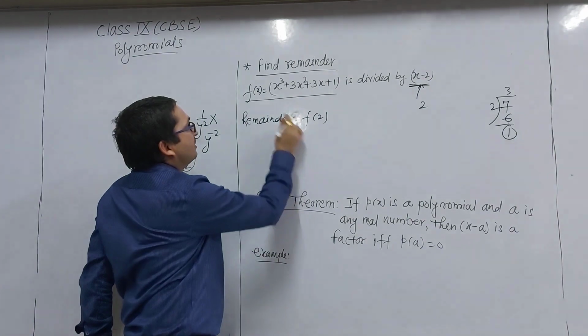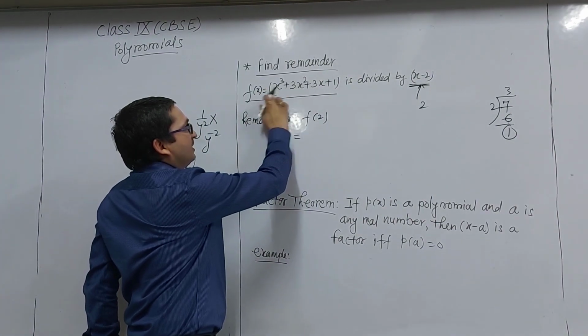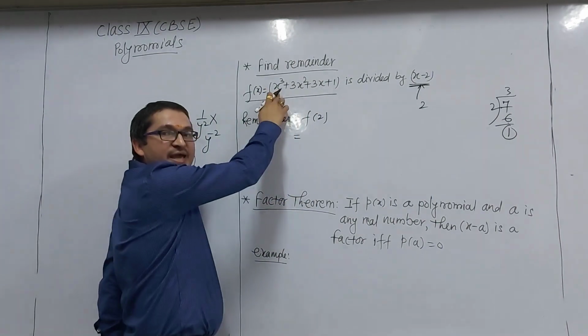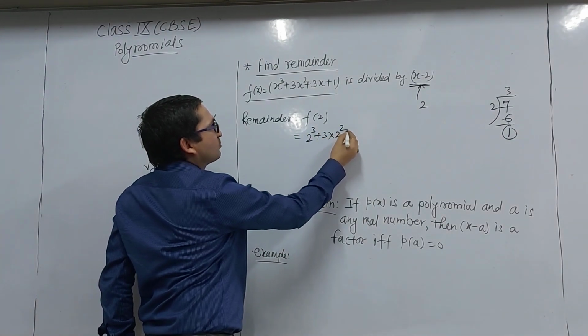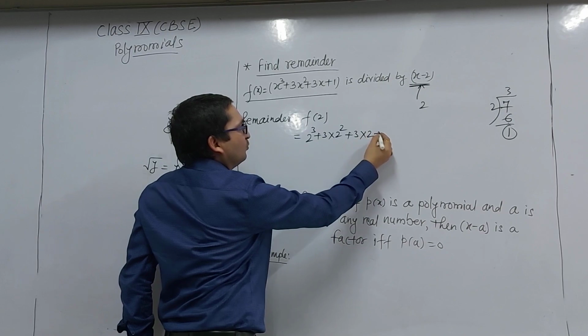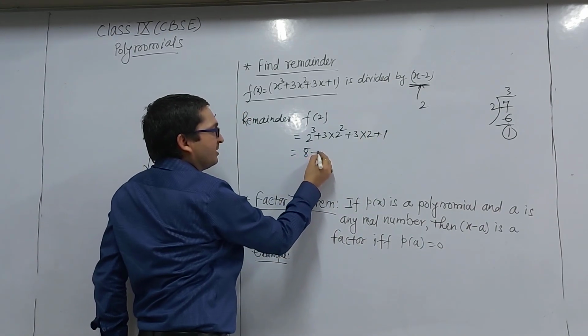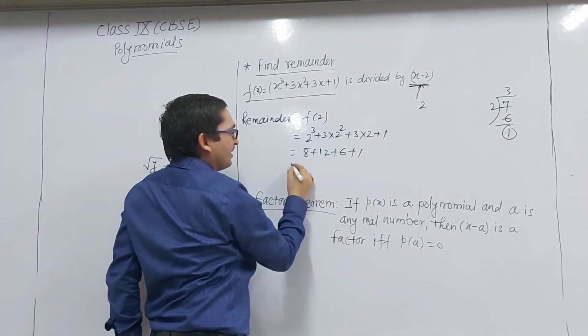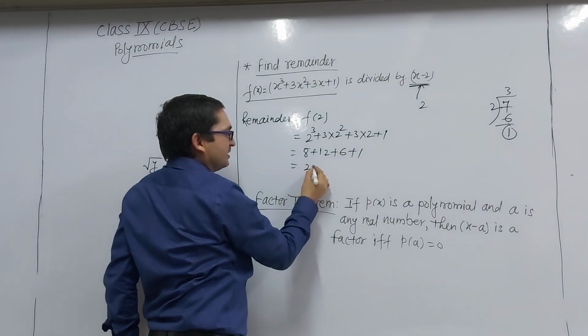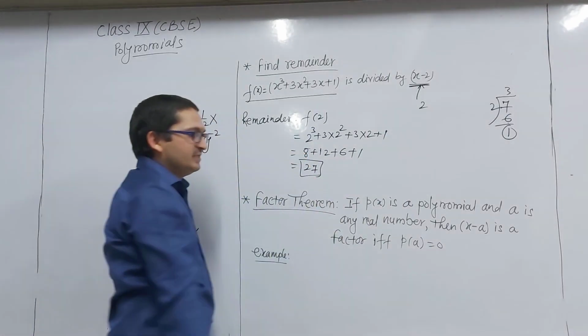Now look here. This is your algebraic expression, the dividend. Put 2 instead of x: it will be 2 cube plus 3 into 2 square plus 3 into 2 plus 1. Now it will be 8 plus 3 into 4 is 12, plus 3 into 2 is 6, plus 1. Now 8 plus 12 is 20, plus 6 is 26, plus 1 is 27. So 27 is the remainder.